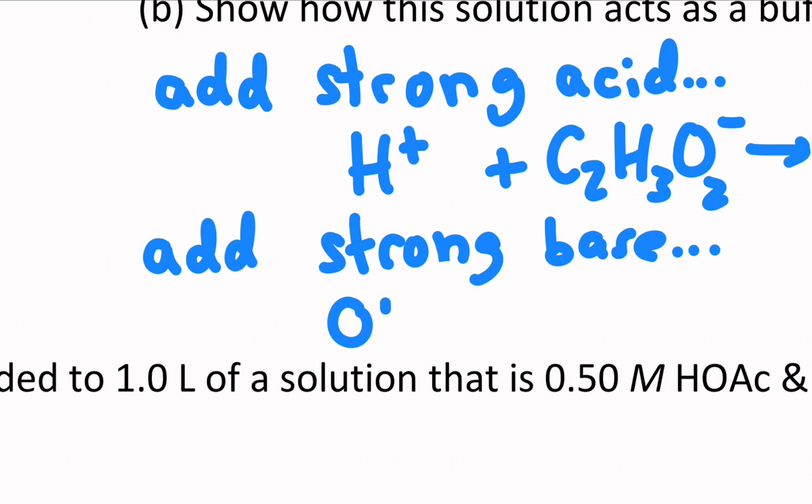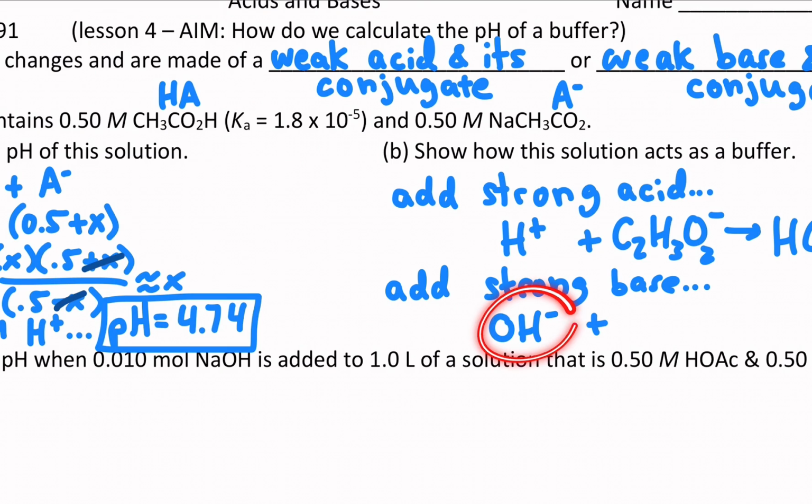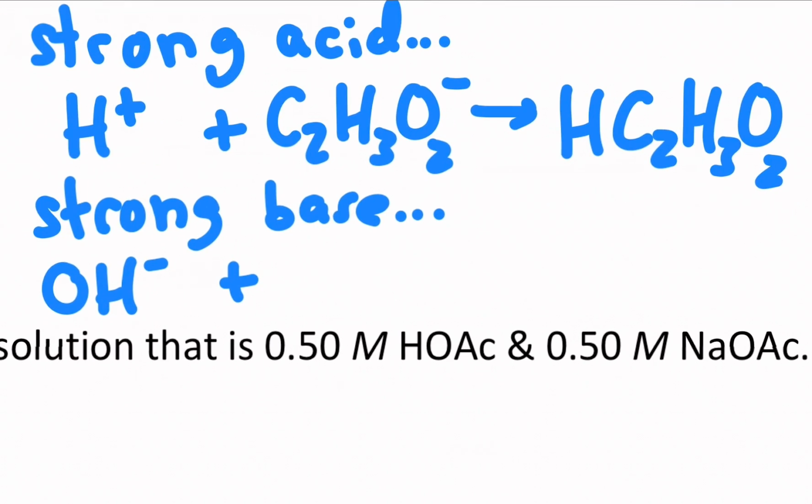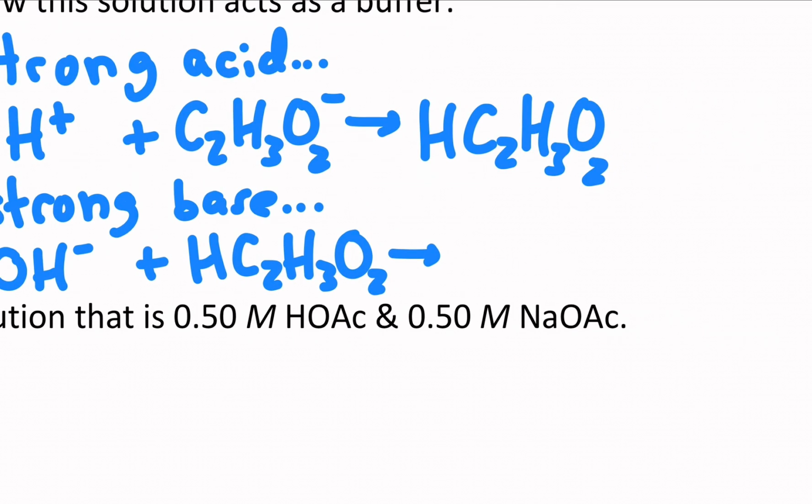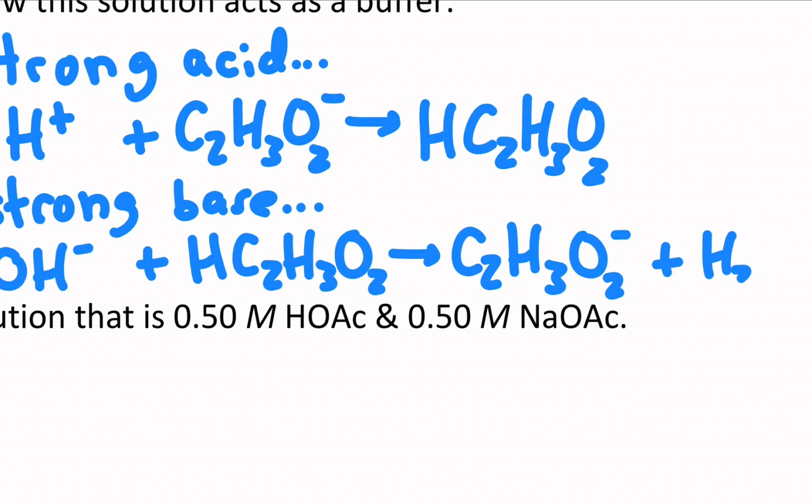Strong base would be hydroxide. This time, the hydroxide, since it's basic, will react with the acidic part of the buffer. The buffer has both parts to it, and whichever part needs to step up will, depending on what gets added. So acetic acid can react with hydroxide. You'll make acetate, and also a water molecule just to balance it.